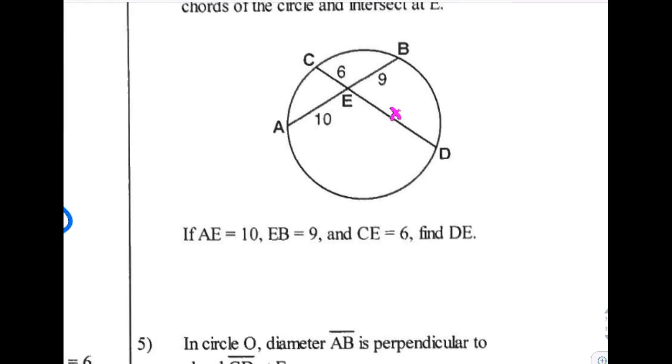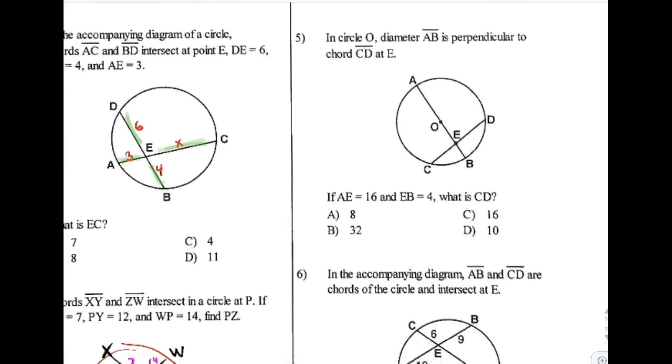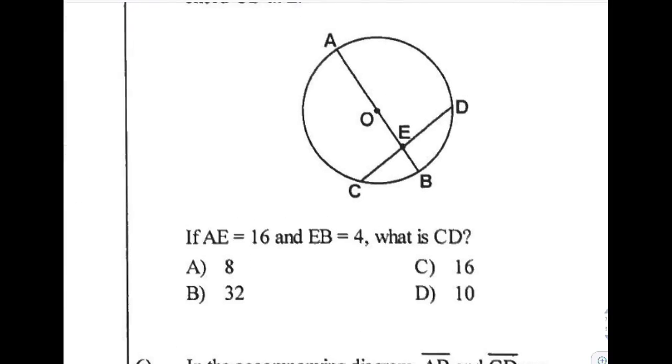Find DE. Same thing. Boom times boom. Boom times boom. Same thing again. Number 5. AE is 16. EB is 4.